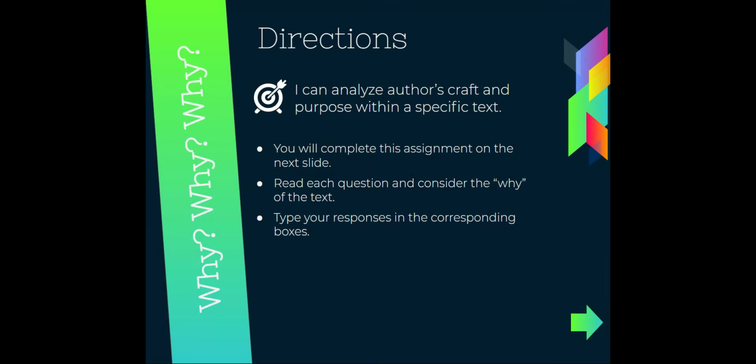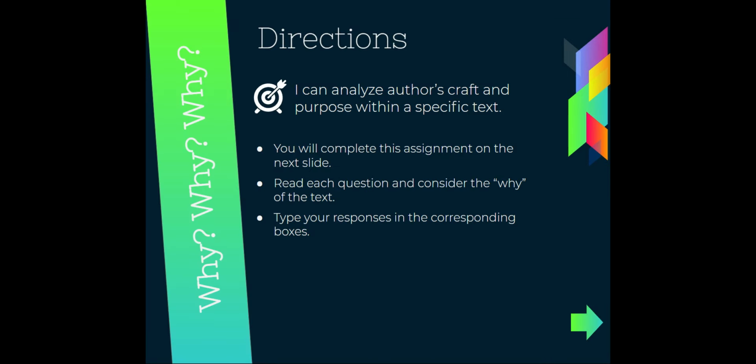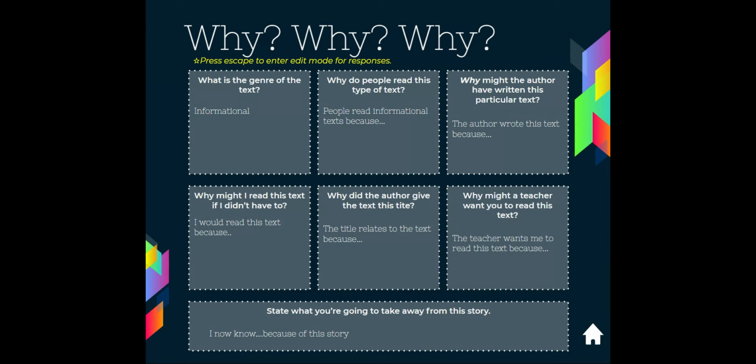That's number 2. Directions: I can analyze author's craft and purpose within a specific text. You will complete the assignment on the next slide. Read each question and consider the why of the text. Type your responses in the corresponding boxes. So it's going to say why. What is the genre of the text? It's informational. Why do people read this type of text?